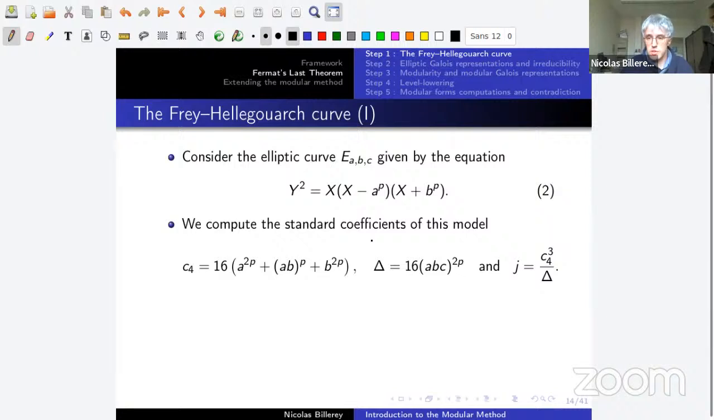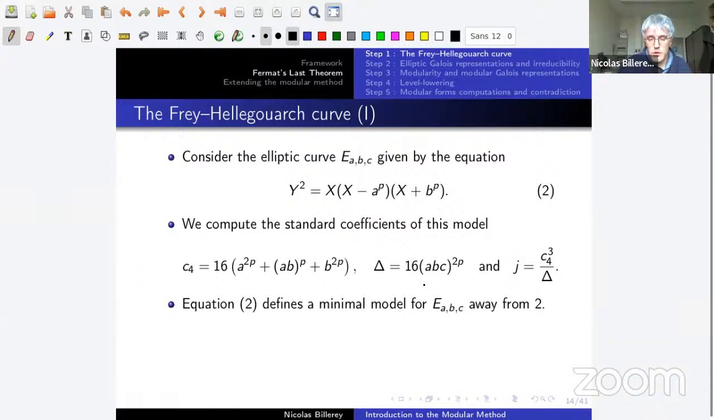What I call the standard coefficient, the c4 coefficient, turns out to be given by this expression: 16 times (a to the 2p plus a to the p b to the p plus b to the 2p). You can also compute the discriminant of the curve, which I call delta, with respect to this model 2. And finally, the j-invariant, which is nothing but the cube of the c4 coefficient divided by the discriminant. What is important to notice here is that since the solution is non-trivial, it gives rise to an elliptic curve: delta is non-zero, right? We could have considered the same equation for a trivial solution, but then we would get a singular equation here, not an elliptic curve. That's very important to notice.